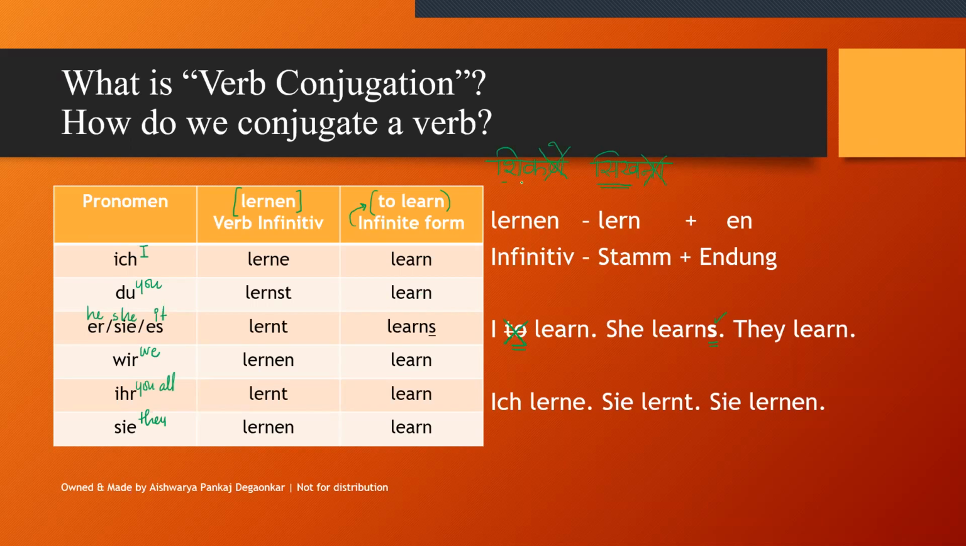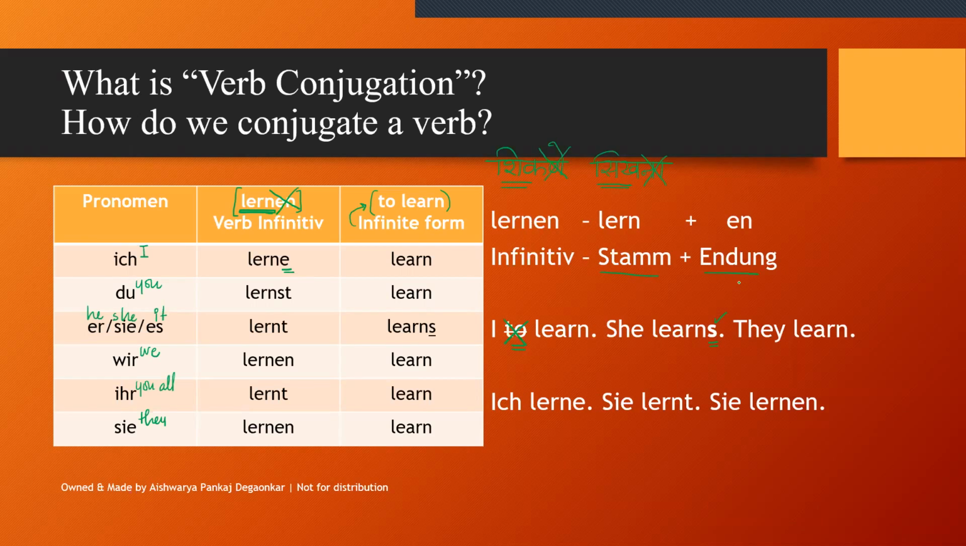This part as it is. And this is what we call the stem of a verb. If you notice here, this is the verb lernen, and if you just take this learn part as the stem, you will notice that we are eliminating the en, and for different pronouns, we are adding different endings.